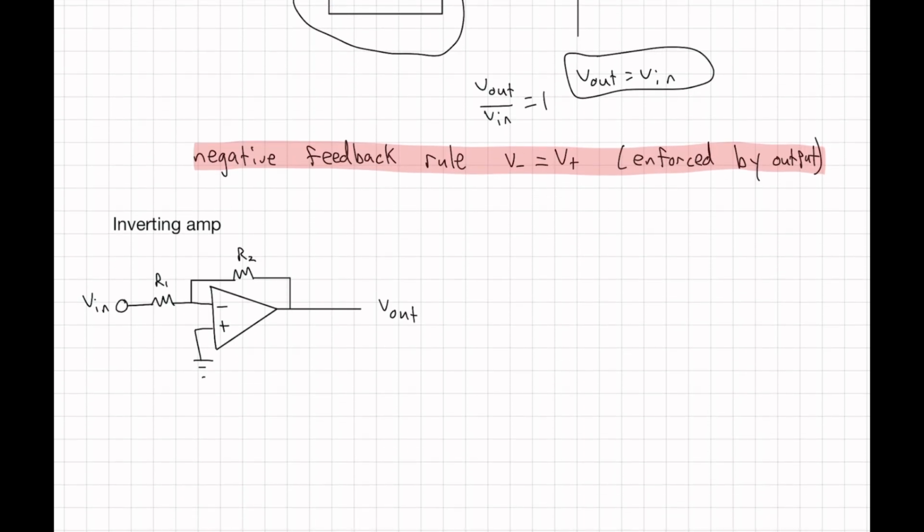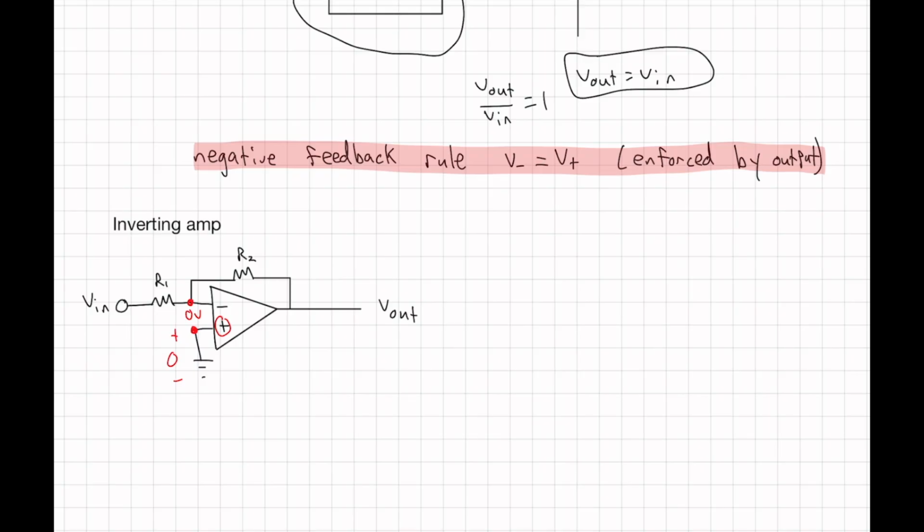So let's take a look at the inverting op amp scenario. We see here that the positive side is on the bottom. It's okay to put it there. And we have this voltage here, plus to minus, is 0 because it's connected directly to ground. Now, since we said V minus and V plus are equal to each other, we can place 0 volts here too.